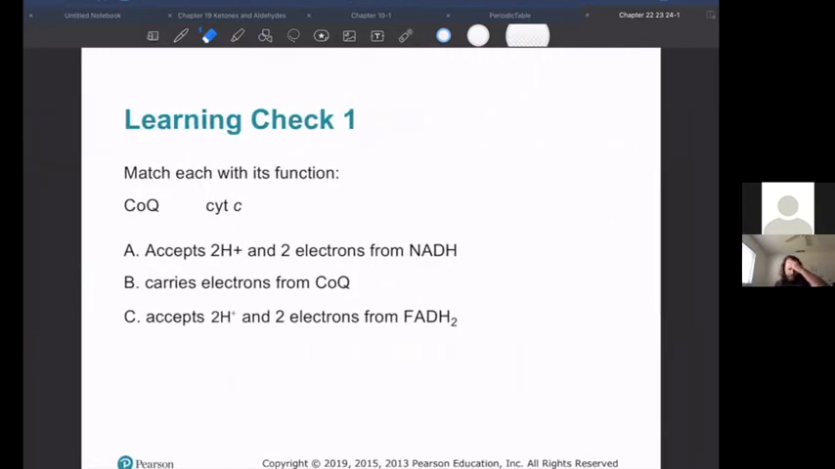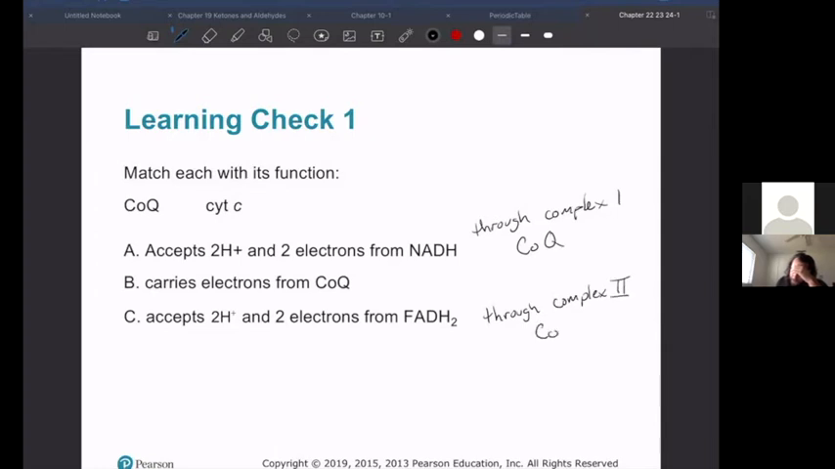All right, so which one is accepting the 2 electrons from NADH, right? That goes through, and we can be even more specific, through complex 1 to coenzyme Q. Which one accepts electrons? Same thing for FADH, except this goes through complex 2, gives it to coenzyme Q, and then coenzyme Q is what passes off its electrons to cytochrome C. Okay, so knowing that order of events is going to be really important.